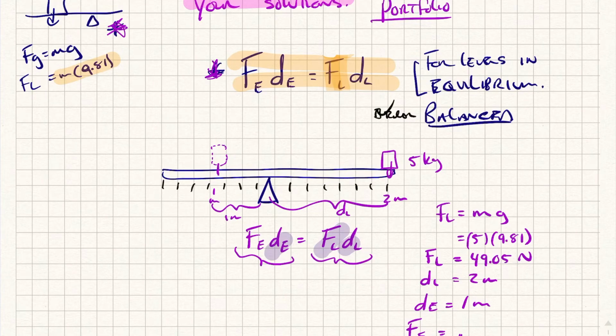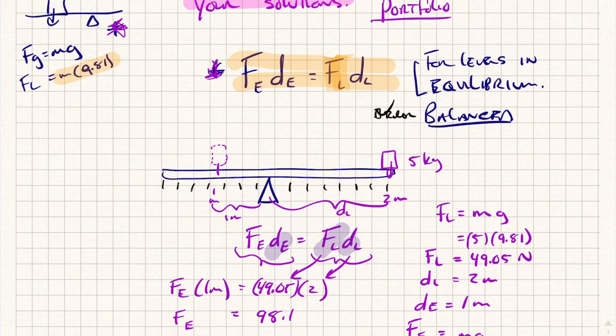Well, we know that Fe is equal to m times g. All right, here's how we do it. Let's plug in our numbers right away here. Let's do Fe, we'll leave it as Fe, multiplied by 1 meter is equal to 49.5 newtons, multiplied by 2 meters, and we're going to get an answer of 98.1 is equal to the effort force, and we just divided out the 1 meter there. But we don't want the force, the effort force, we want the mass.